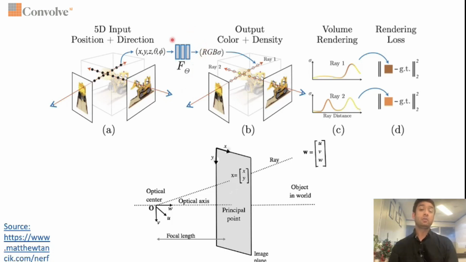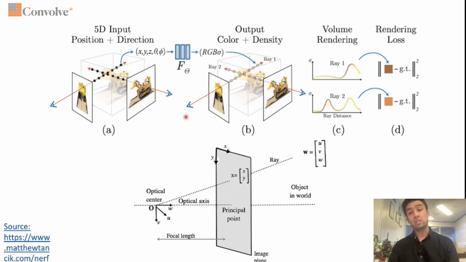All this is fed into this network, and out come, for that particular point, RGB, so that's the color, and sigma, which is called the density. So this is the output. Once you have that output, then you do a process called volume rendering. Volume rendering we'll talk about in the slides to come, but think of it as an integration.